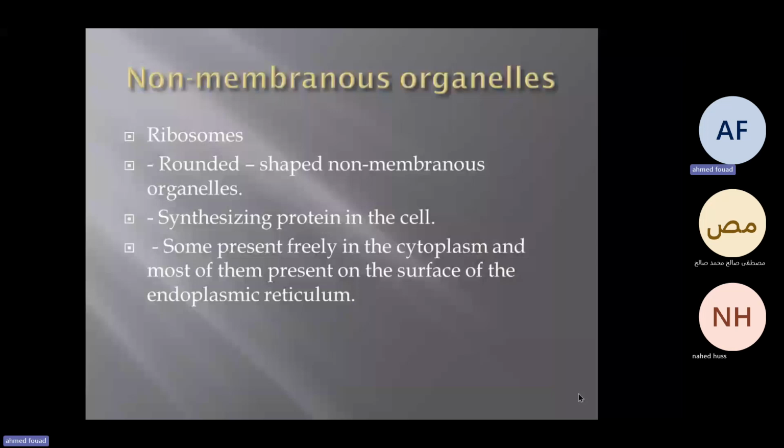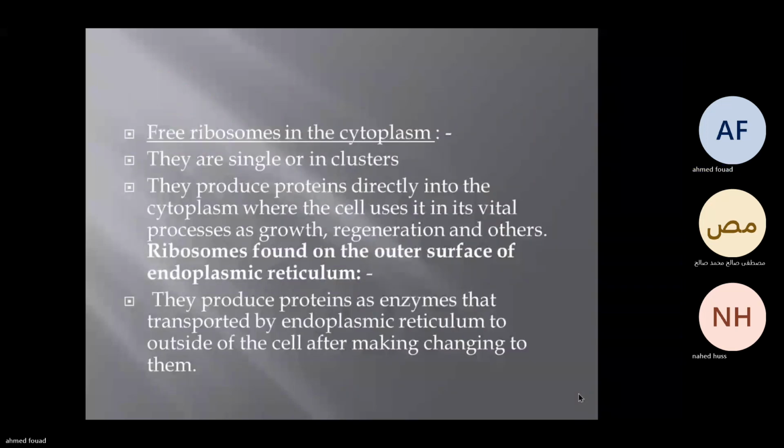But what about the protein produced from the free ribosomes in the cytoplasm? This type of protein is used by the cell directly in vital processes like growth and regeneration. The other ribosomes, found on the outer surface of the endoplasmic reticulum, are also responsible for producing protein, but this protein is used as cell secretions like enzymes and hormones.